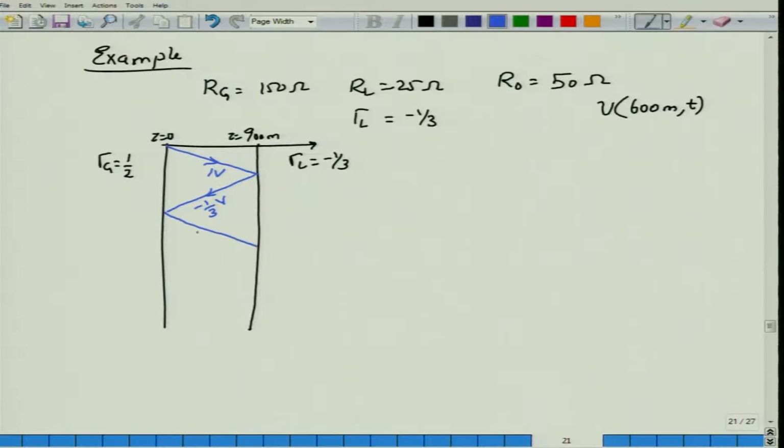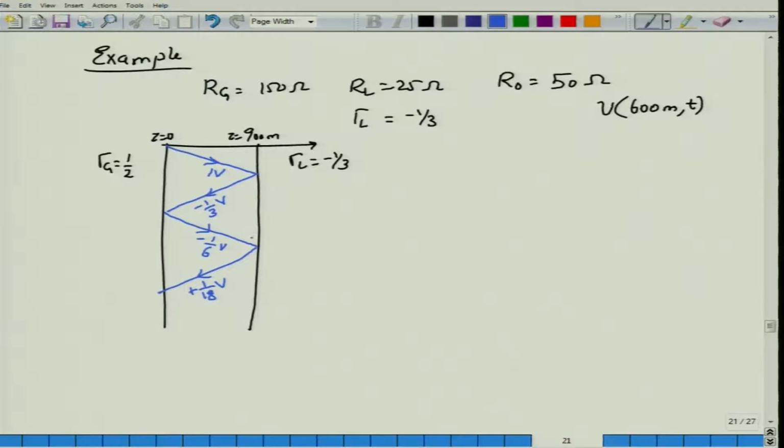Again there will be one more reflection of minus 1 by 6 volt, because minus 1 by 3 gets multiplied by half, therefore this becomes minus 1 by 6. A further reflection will be at plus 1 by 18 volt. So, you can see 1 by 18 is very small, and it just keeps on reducing.